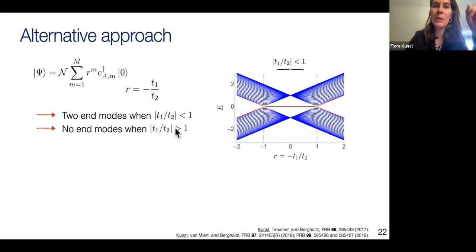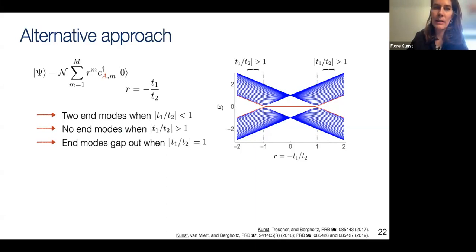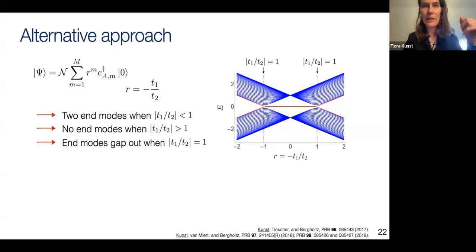I don't find any end modes when this ratio is larger than 1. And the end modes need to gap out when this ratio is 1. When this ratio is 1, you can see that this is equally localized in each of the unit cells, so it has to be a bulk state, up to finite size corrections, of course. So this is an alternative way to actually understand in full when I have these boundary states. And we're going to use a similar approach for non-Hermitian systems.